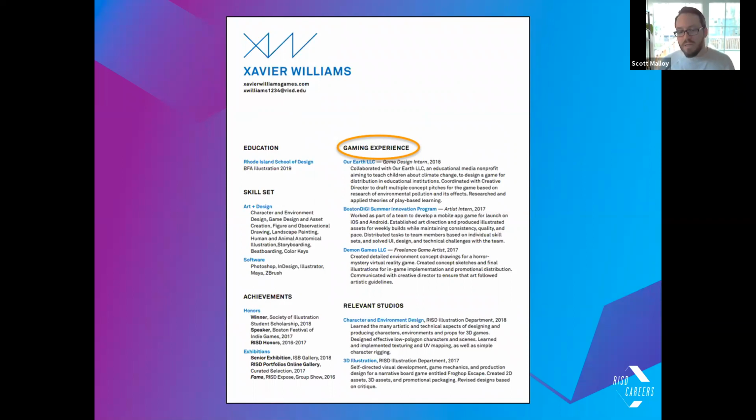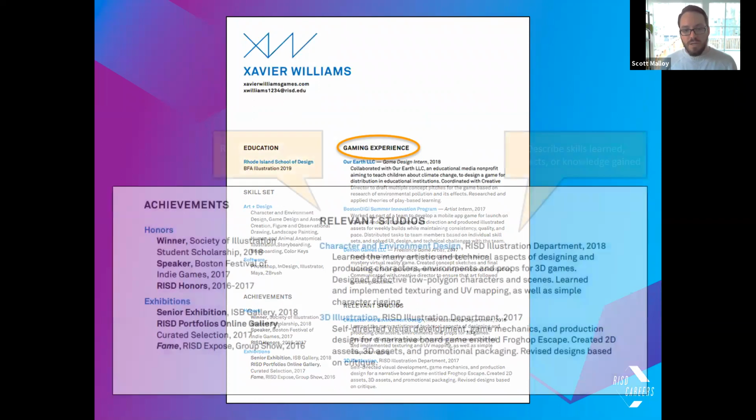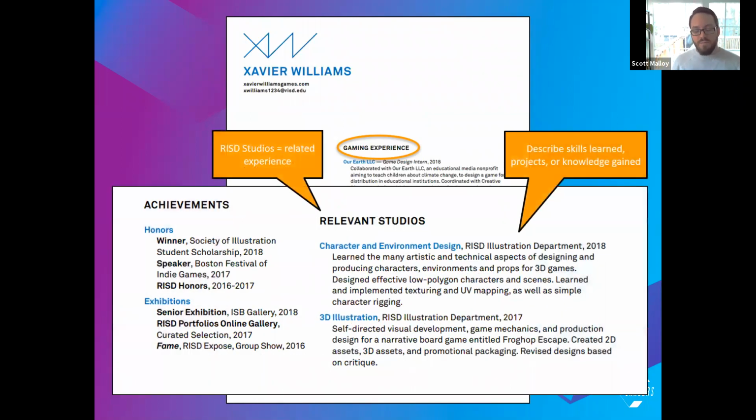They want to be a concept artist or a character designer in gaming. So one of the things that they do is, in addition to having this gaming experience section, you'll notice towards the bottom, they've also crafted this relevant studios section. And this is a thing that you can all consider for your own resumes as well.